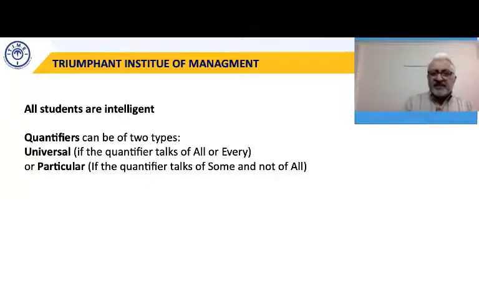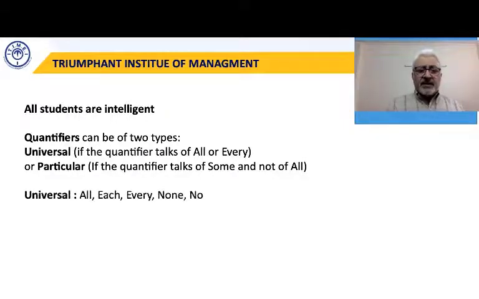I repeat, the concept tells us there are only two kinds of quantifiers. We have to subdivide the quantifiers into two categories. One is a universal quantifier and the other is a particular quantifier. If you are talking about the entire category of the subject, then it is a universal quantifier. If we are not talking about the entire category, then it is said to be a particular quantifier. All right. I hope it is not very difficult to understand. Now, we have some synonyms for universal quantifiers, or we call these words to be universal quantifiers.